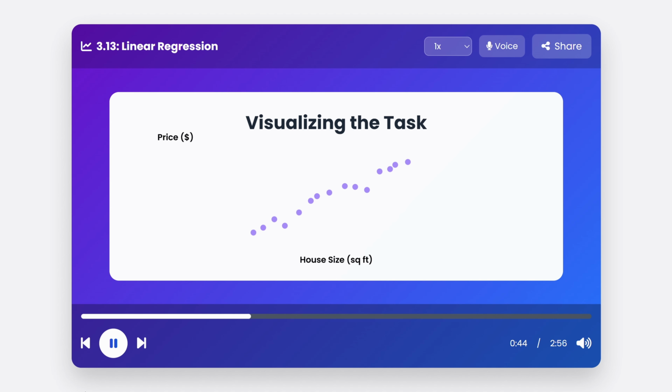If you plot this data, you'll see a cloud of points. Linear regression's job is to draw the one straight line that cuts through this cloud as accurately as possible. We can then use this line to predict the price of a new house just by knowing its size.